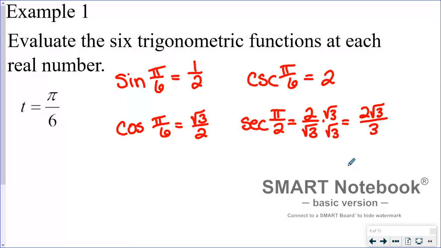Wait, why'd you put pi over 2? I'm sorry, pi over 6. Yeah.